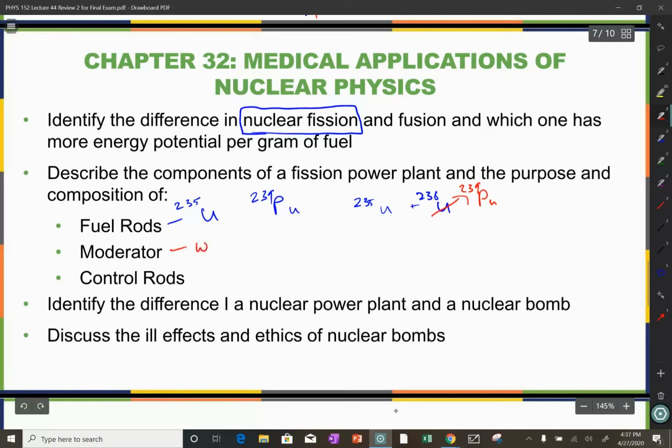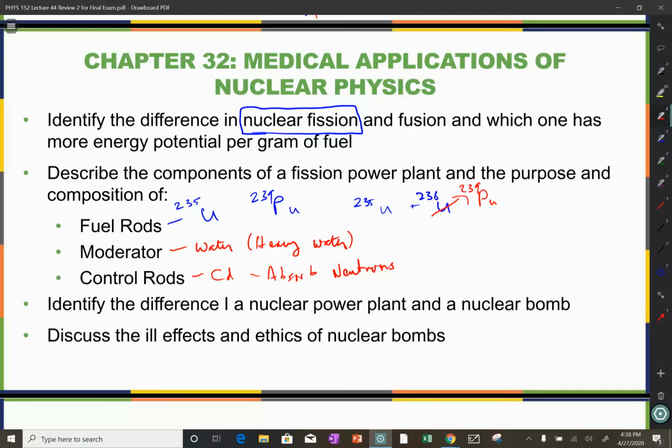Moderator, typically water, like heavy water. May not have started heavy, but it ends up heavy. Heavy water means that you have deuterium and tritium for hydrogen. And that causes neutrons that come off after a fission event to slow down so that they can cause another fission event when they get to another rod. Control rods, often made out of something like cadmium, absorb neutrons. And so these can be lowered or raised so you can control the reaction.